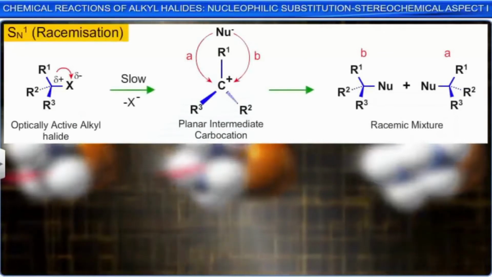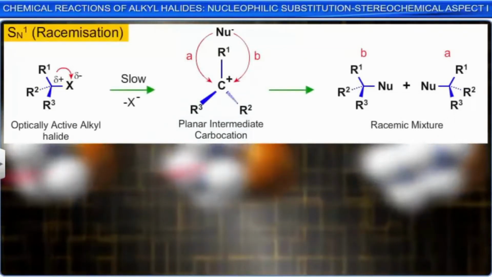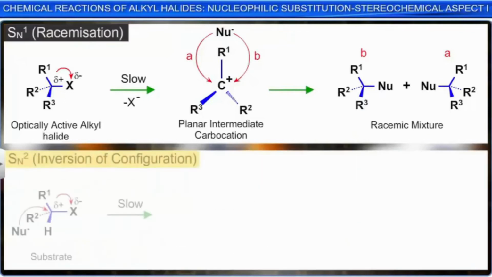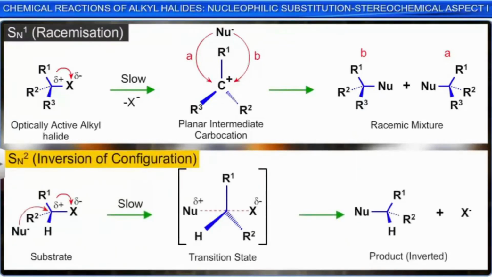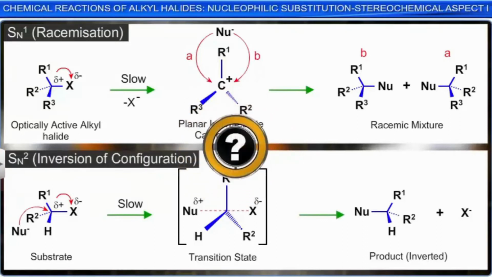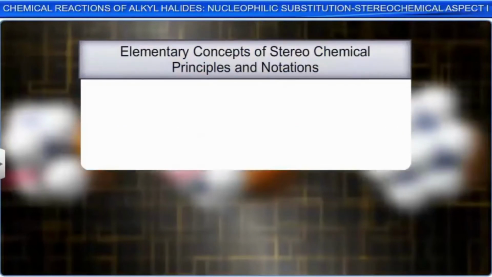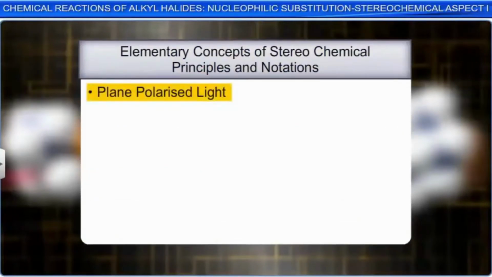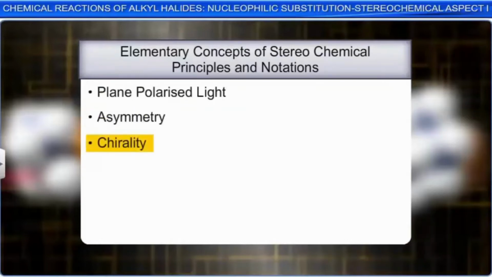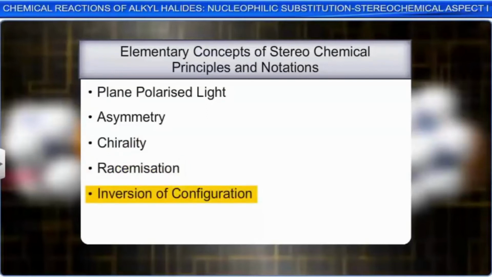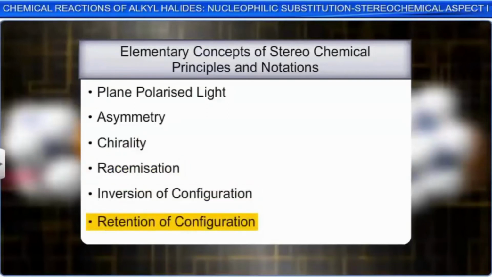You already know that an SN1 reaction proceeds with a complete racemization, while an SN2 reaction proceeds with a complete inversion. Why? In order to understand these concepts, we need to learn some elementary concepts of stereochemical principles and notations, such as plane polarized light, asymmetry, chirality, racemization, inversion of configuration, and retention of configuration.